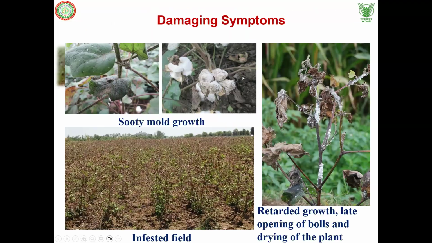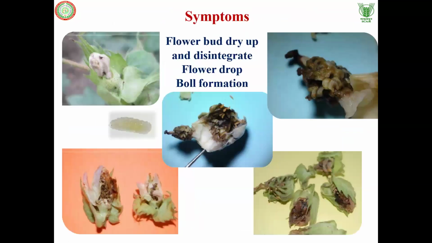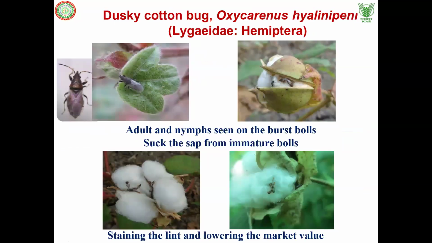Then if you spray any chemical like Profenofos, or you can spray Spirotetramat, those are very effective chemicals that will give a good result. Another one is the flower mealybug, which is like a normal mealybug only, and it also causes much damage in the case of cotton.